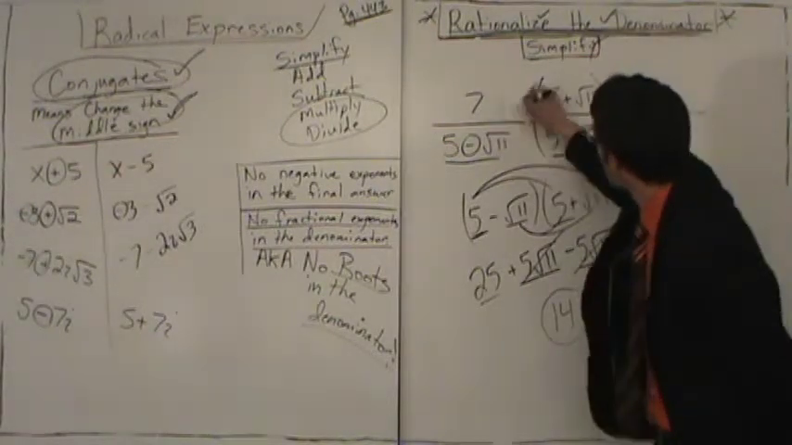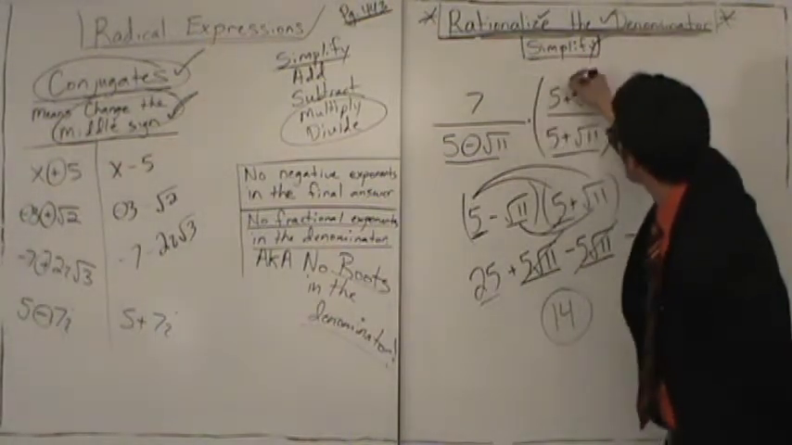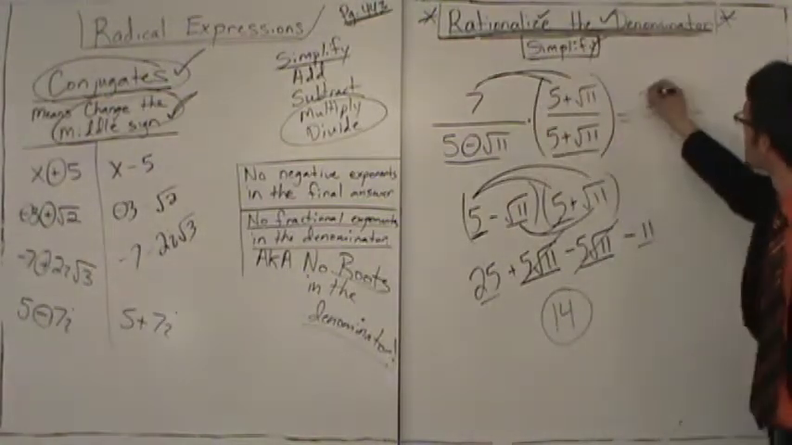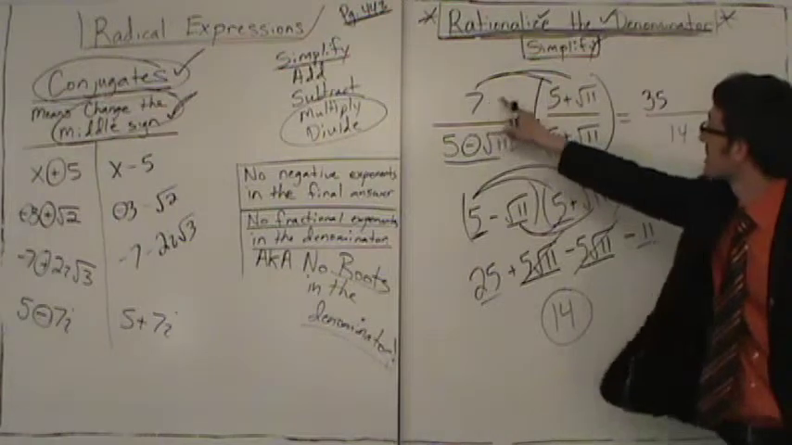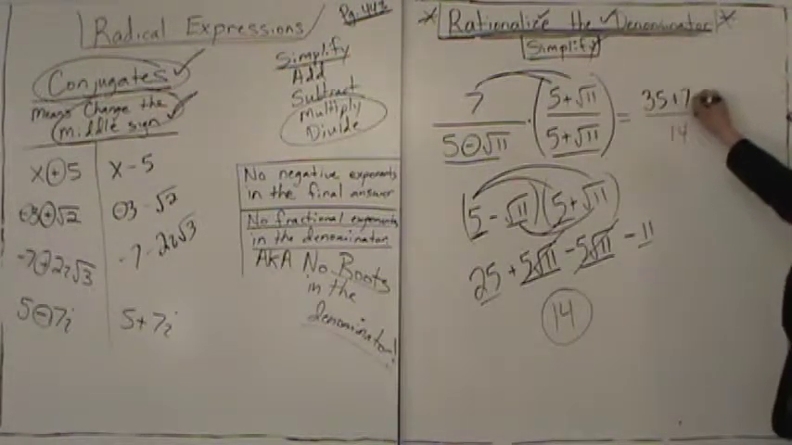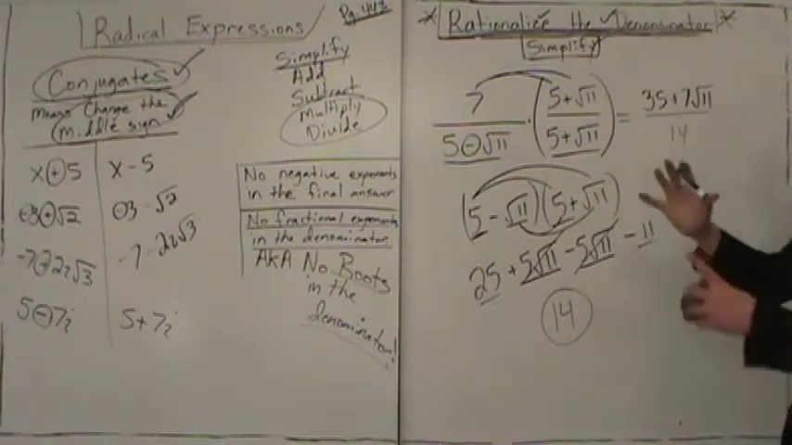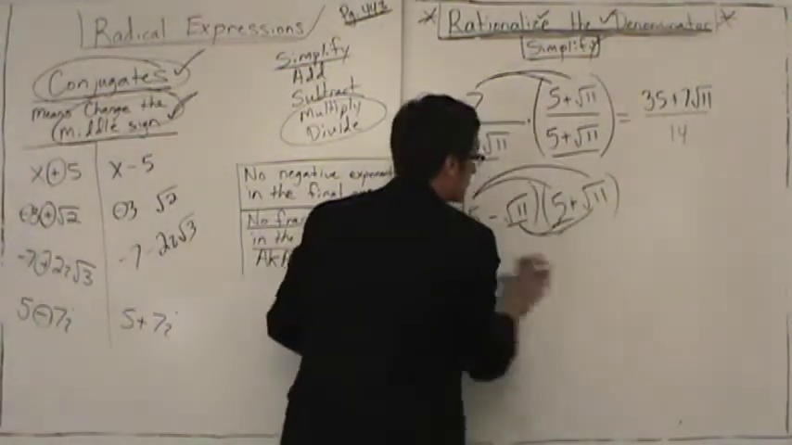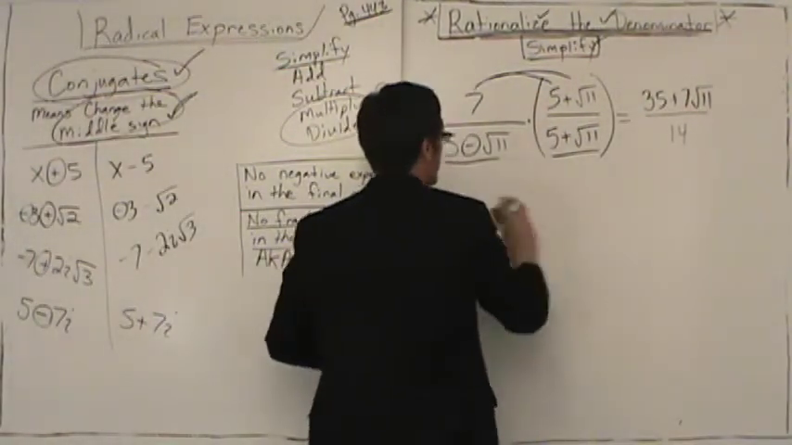Now on top we have a monomial multiplied by a binomial. When multiplication meets addition, we distribute. So 7 times 5 gives what? 35. And 7 times root 11 is what? 7 root 11. We glue it together. And now, unlike the last problem, this problem has to be simplified even further.